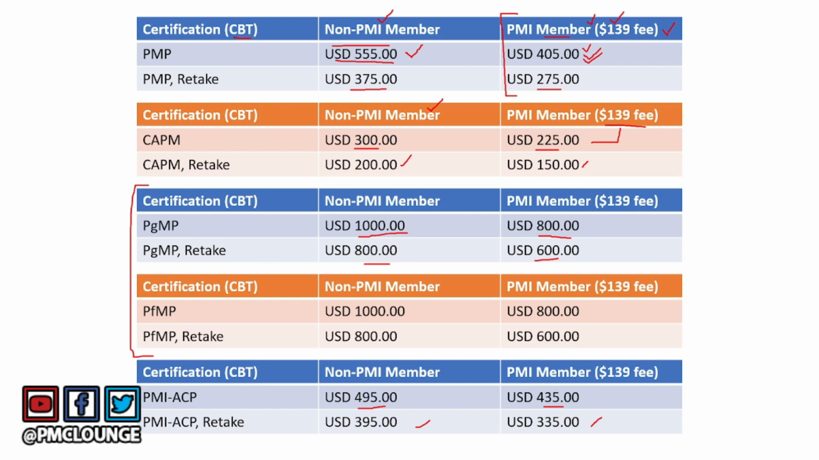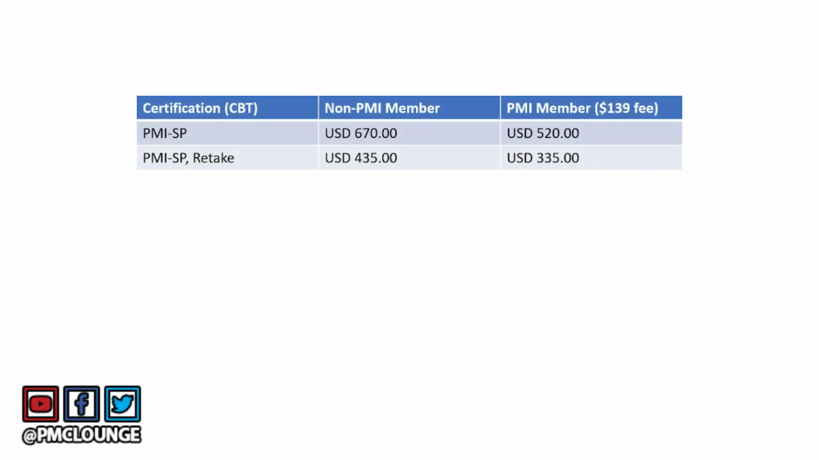So these are the 5 popular certifications. We'll also take a look at 3 other certifications. One is PMI-SP. This is the first one of the 3 that I'm going to talk about here. This is a schedule professional, basically around schedules. This certification focuses around scheduling. So scheduling professional, $670 for non-PMI member, $520 for members, $435 and $335 for a retake.